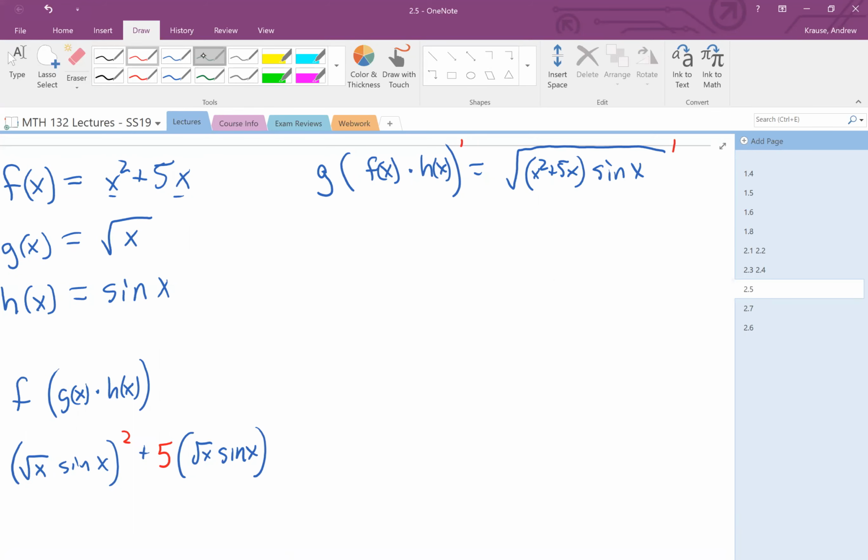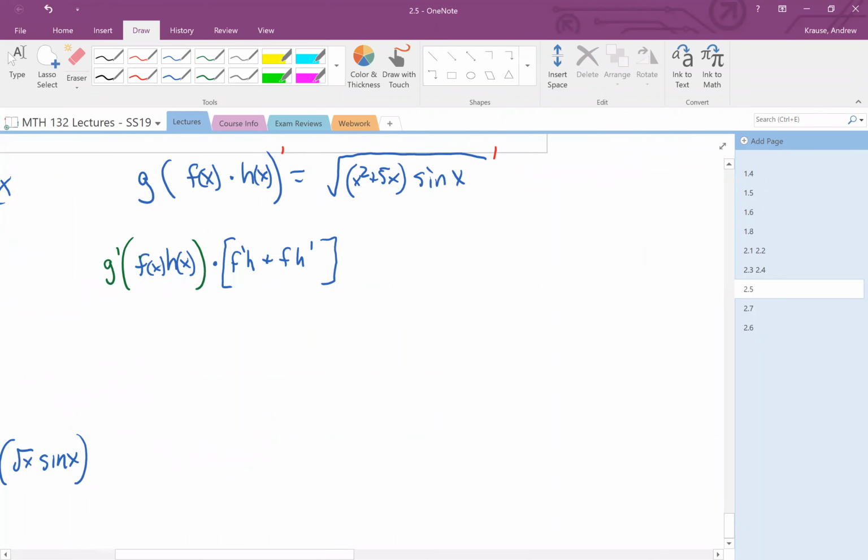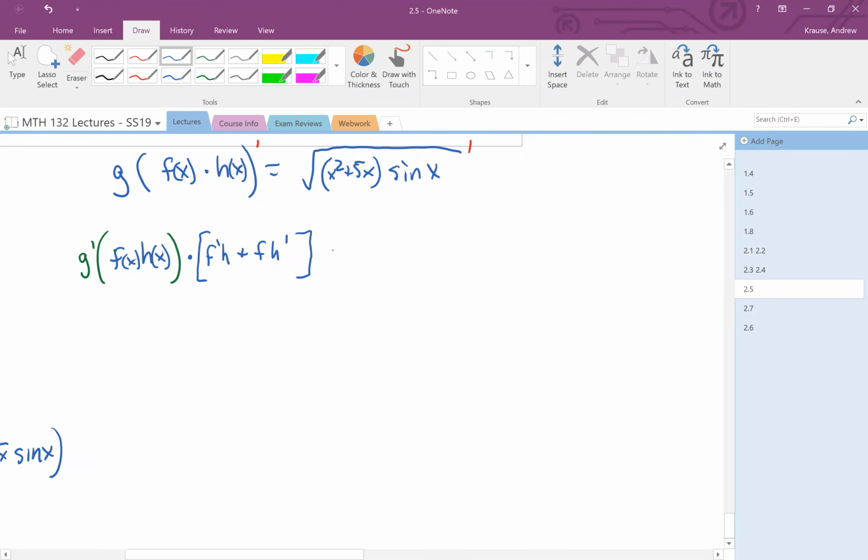And so when we do that, we're going to get g prime of f of x h of x. And then we're going to multiply by the derivative of the inside. You see what's tricky about the derivative of the inside here? The derivative of the inside is actually going to be a product rule. Okay, so let's see how that works out with the actual functions that we're using.